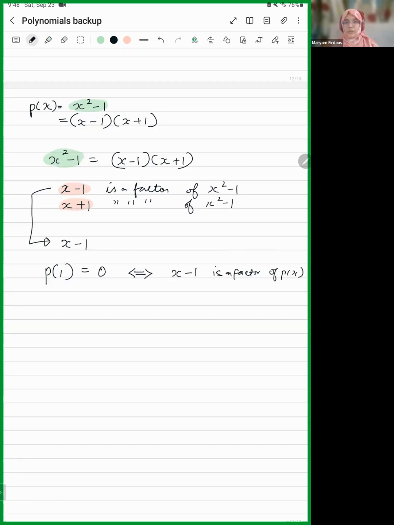The only thing that you need to remember is that this number which we are putting inside the polynomial, we call this number as A. If your p of A is 0, that means your x minus A, not plus A. Please make note of this, because a lot of students end up making a mistake in this. So x minus A is a factor of p of x.